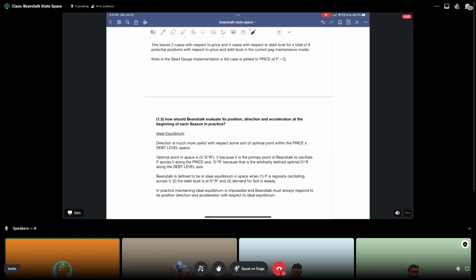So there's some ideal level set, right? V and DR star, the optimal debt level and the optimal price. The optimal price and the optimal debt level, I should say. Which Beanstalk is regularly trying to oscillate across. In particular across V, but also across the optimal debt level. But right now, Beanstalk is just oscillating across V, and it's not oscillating across debt. So it's doing an okay job, given that the price is the main thing that it's focused on. You could say it's doing okay, but of course the debt level is fair.